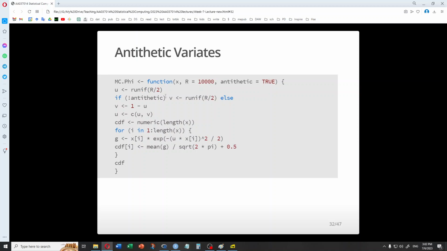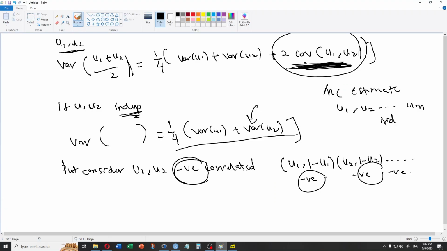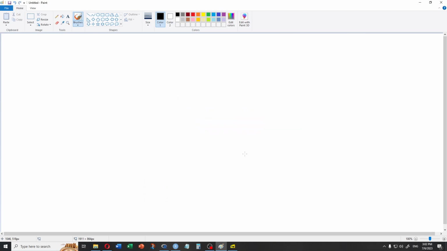I hope this one is clear. Here you have u and then you have v. One part of the random variable is u, another part is v. If it is not antithetic, then both of them are runif, which means they are independent of each other. Else, if it is antithetic, then v is equal to 1 minus u. Again, I want to show this to you.